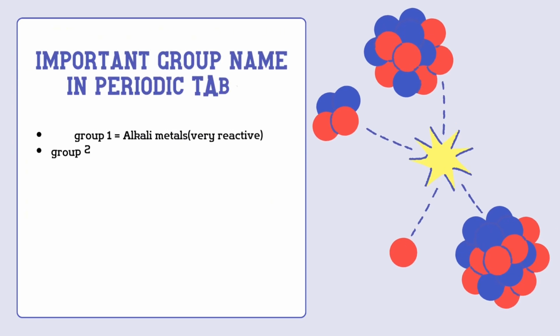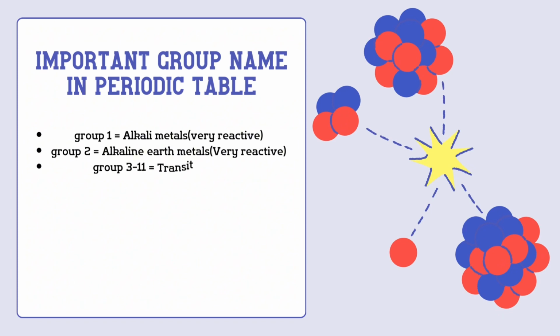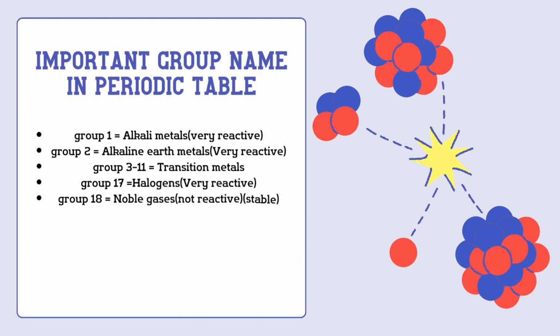There are some important group names in the periodic table that we should remember. Group 1, alkaline metals. Group 2, alkaline earth metals. Group 3 until 11, transition metals. Group 17, halogens. Group 18, noble gases. Group 1, Group 2, and Group 17 are very reactive. Meanwhile, Group 18 is not reactive and very stable.